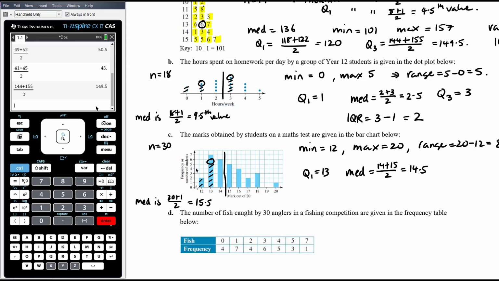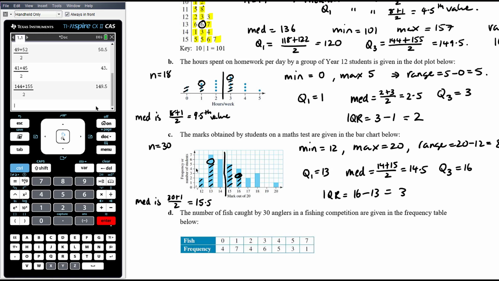And then again the 8th bit of data, but in the second half, so 1, 2, 3, 4, 5, 6, 7, 8, that there, which is a 16. So Q3 is 16. And then the interquartile range is 16 minus 13, which is 3.